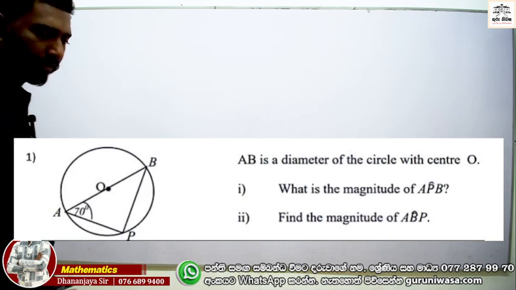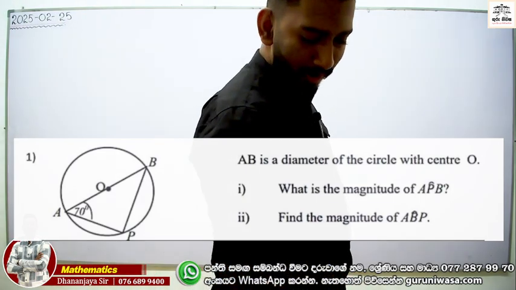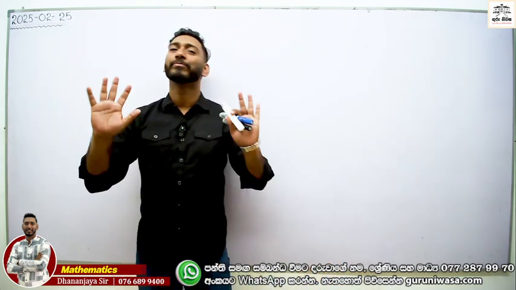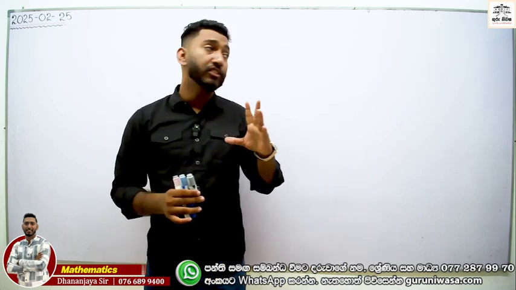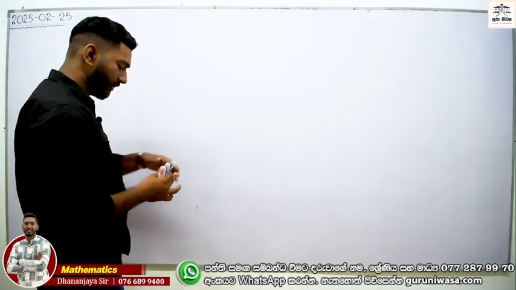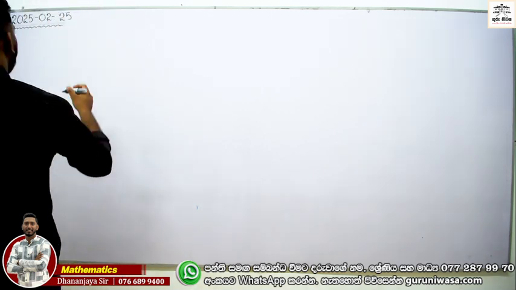Right. Now let's see. Now listen everyone. This was knowledge about angles in circles from grade 10. These theorems are very important. Let's see. Number 1.